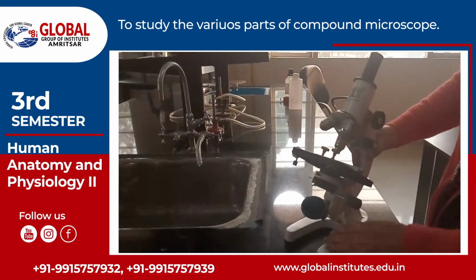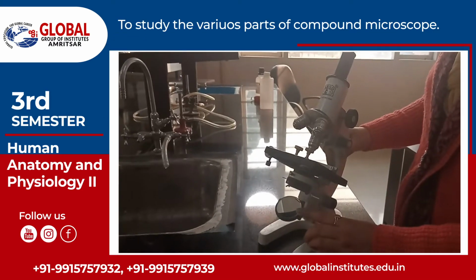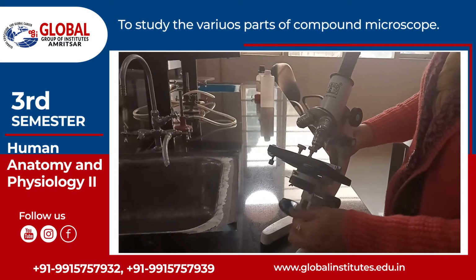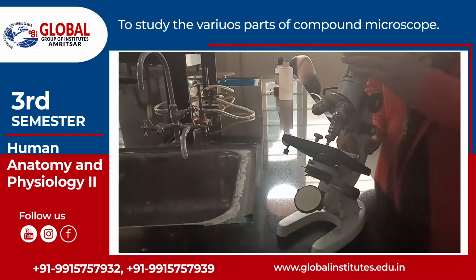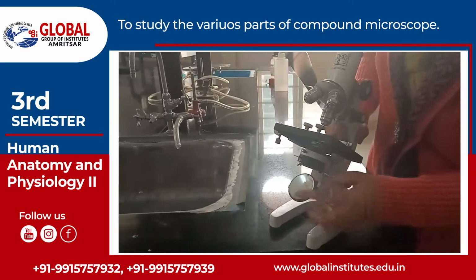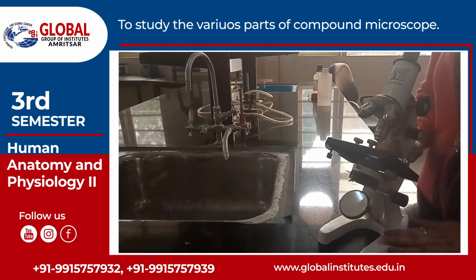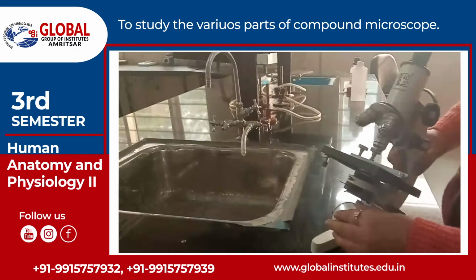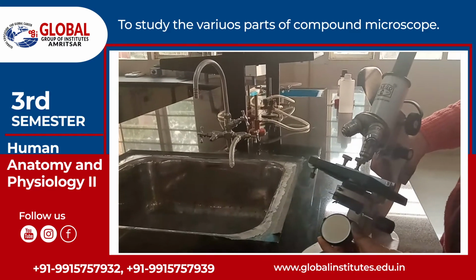Above that there is a mirror, or it is known as reflector. So this reflector is having two surfaces. The one surface is concave and another one is plane. So whenever we use this microscope with the natural source of light, we use the face which is having the concave surface, while if an artificial source of light is attached to the microscope, then we will prefer the plane surface of the mirror. So we can change the sides of this mirror.